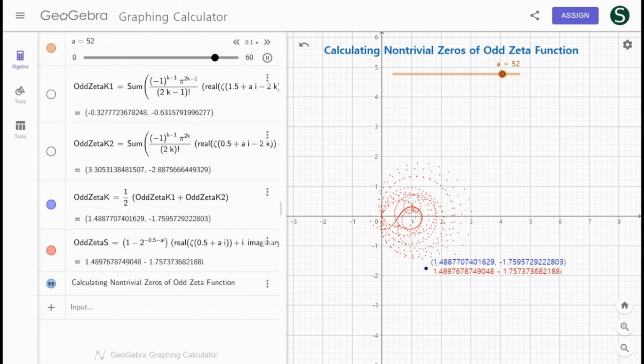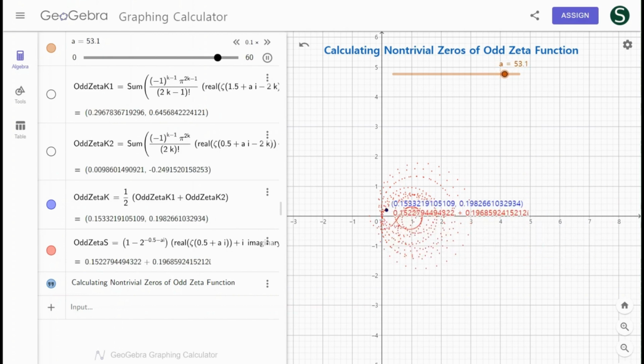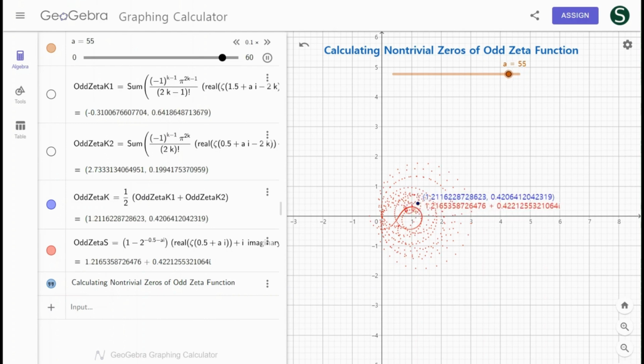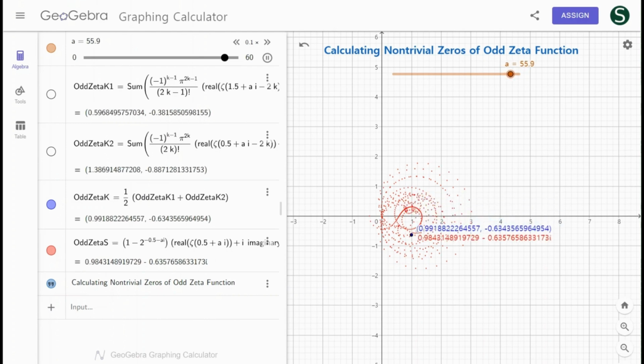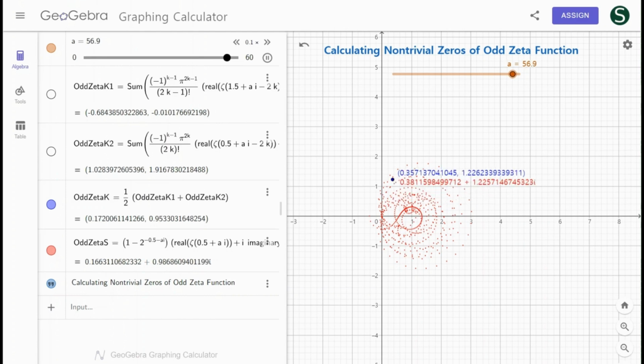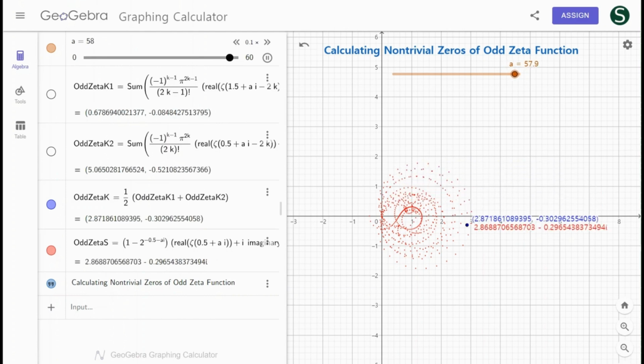The non-trivial zeros of the odd zeta function are the same as the non-trivial zeros of the zeta function and eta function, but they pass through the zeros through different paths. There are 13 non-trivial zeros in the range where the imaginary part a is less than 60.